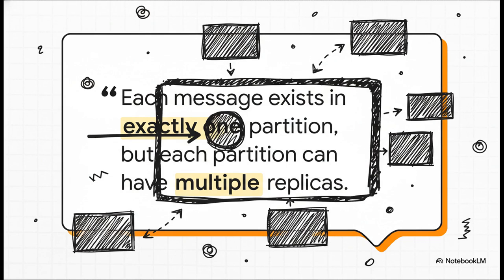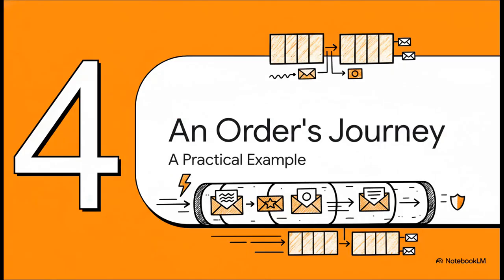So if you remember one thing from this whole explainer, let it be this. Any given message lives in exactly one partition. It has one and only one home. But that home, that partition, can have multiple backup copies, those replicas stashed all over the cluster just in case. One message, one partition, but potentially many copies. You know what? Enough with the theory. Let's make this real. Let's actually follow a couple of messages as they take a journey through a Kafka topic.